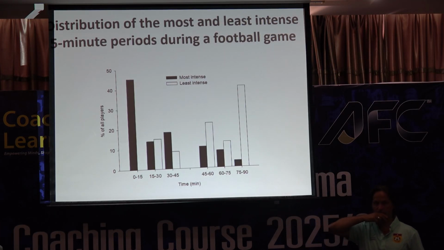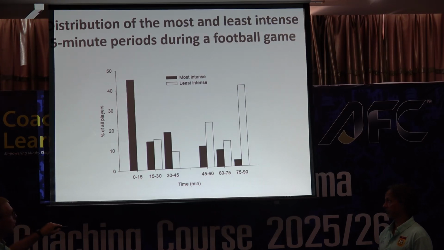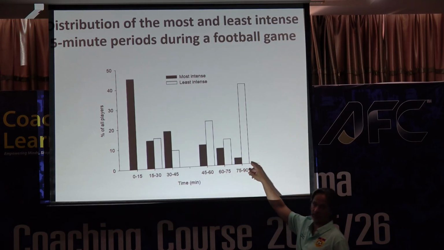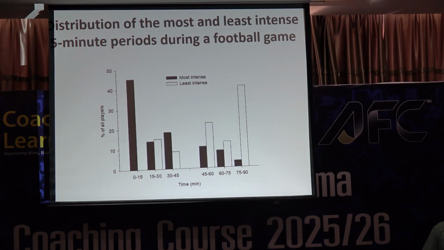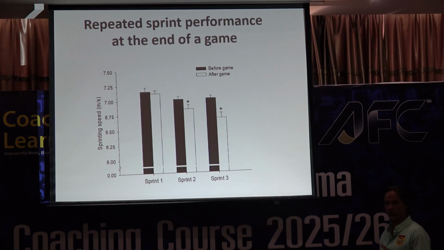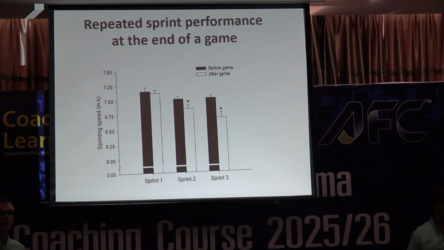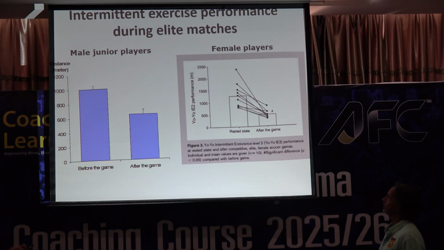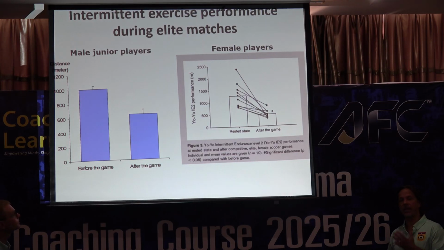The same is when we look at the least intense periods of the game. They predominantly occur at the end of the game, the last 15 minutes. We know that when we take players out after the game and do repeated sprints, so three 30-meter sprints, they sprint slower. And we know that when we test players with intermittent tests after the game, they really fatigue. So these are direct evidence for this type of fatigue.